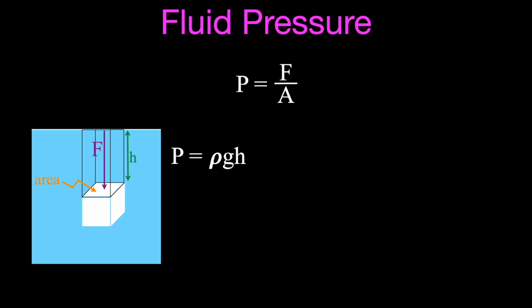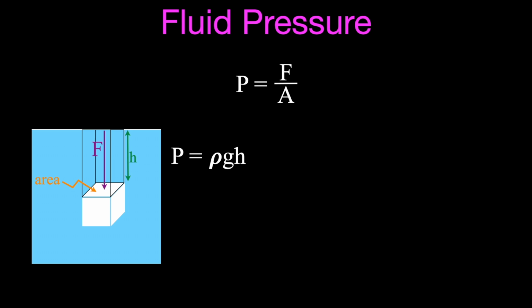Now, I made a video, which I can link to in the upper right-hand corner, of how we get from this equation and derive this equation. But this equation says that the pressure is equal to the density of the liquid times the acceleration due to gravity times the height below, or the depth. We often use an H, but really we mean the depth below the surface of the liquid. So this equation is the equation that we can use to calculate the pressure at a depth below a liquid.